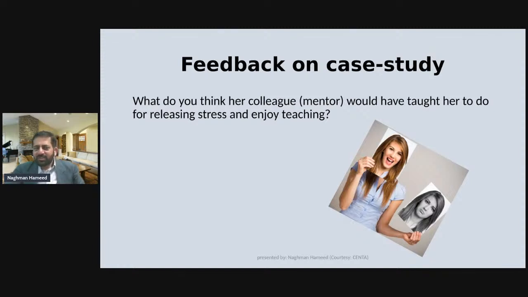Any feedback on the case study? What do you think a colleague would have taught? I was just asking if you can write something about it. Right. Yeah. Somebody wrote, he must have told her to take challenging situations as an opportunity. That's great. Yeah, I agree with this. Change our attitude. That's right.